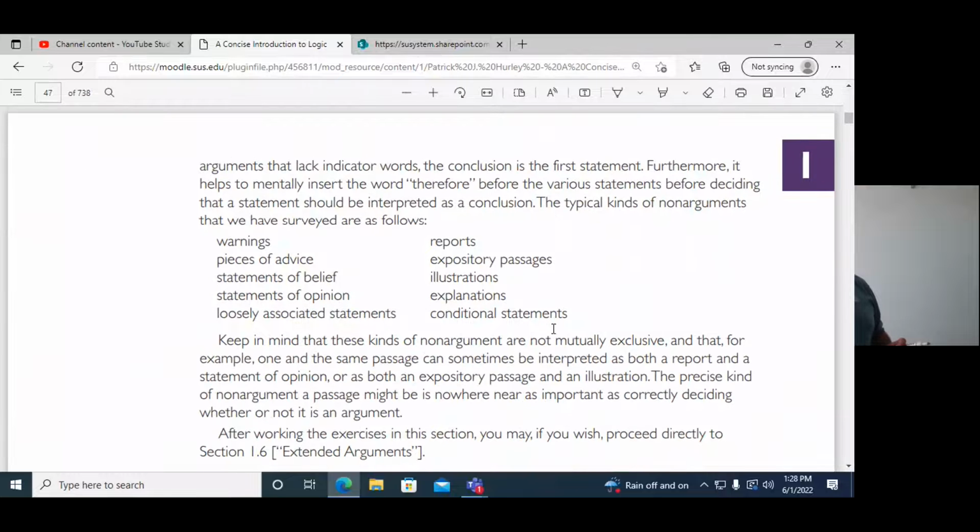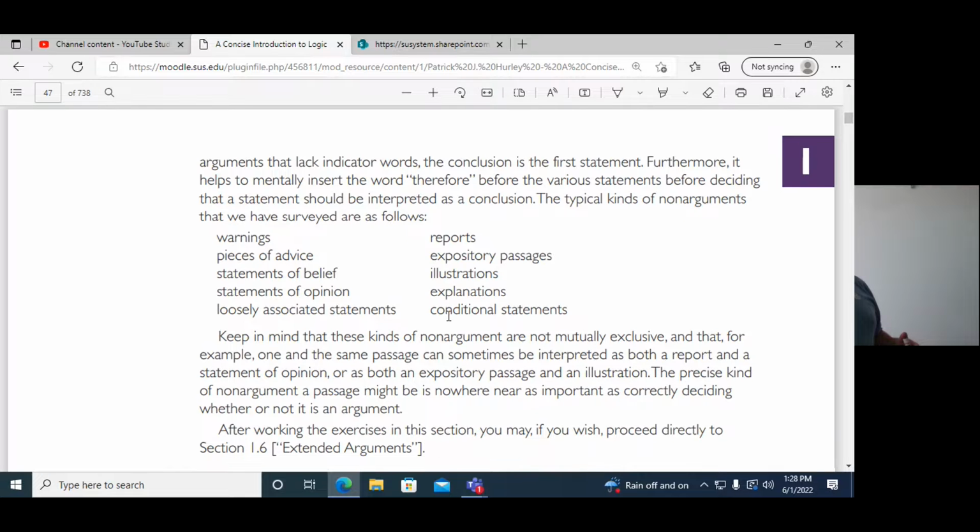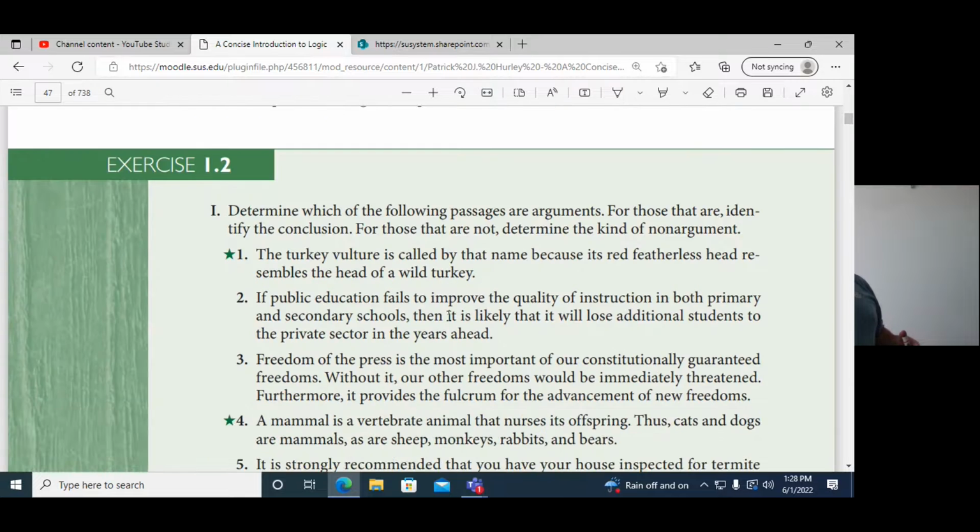So just to summarize, here's the list of the statements that we just went over. These are the non-arguments or non-inferential passages: warnings, pieces of advice, statements of belief or opinion. You can actually write belief/opinion; I consider them the same thing. Loosely associated statements, reports, expository passages, illustrations, explanations, and conditional statements.